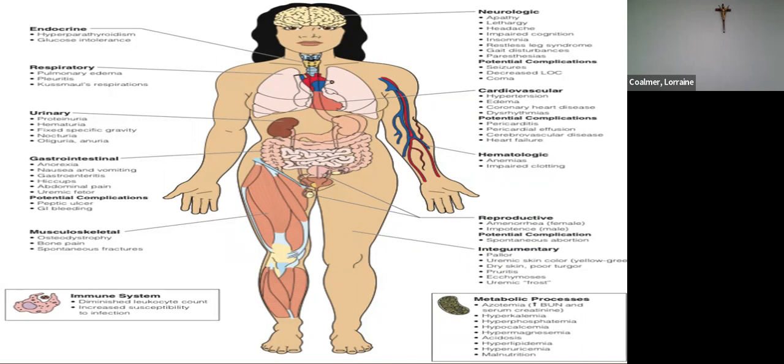The kidney makes it. You need the kidney function to help make it into an active form so I can absorb it in the gut.